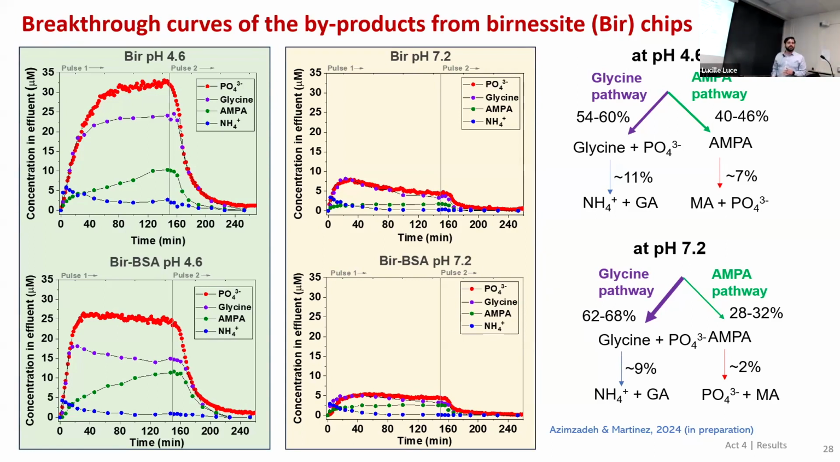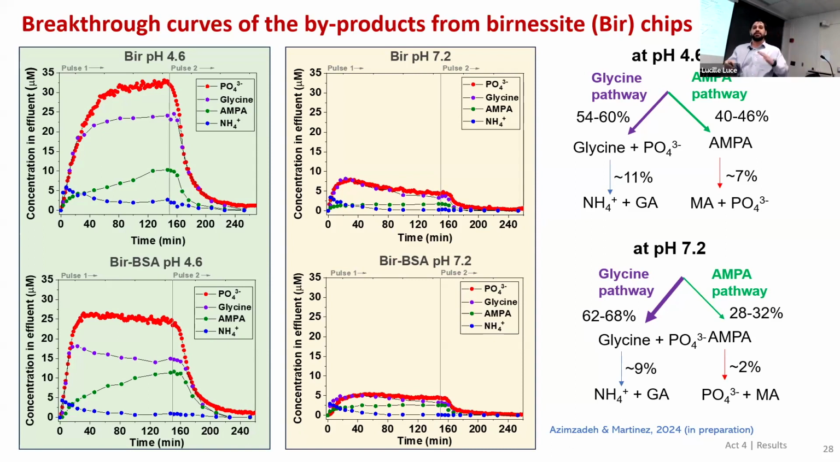In terms of pathways, I calculated how much of the transformation is related to AMPA and how much is related to glycine, since I have data for AMPA and glycine. At pH 4.6, it looks like they are going equally. We have both pathways, and they are almost equal. Increasing pH changes the game. Now the glycine pathway becomes more dominant. We can say it goes primarily this way, around 70%, and 30% that way. We have two numbers here because of with BSA and without BSA.